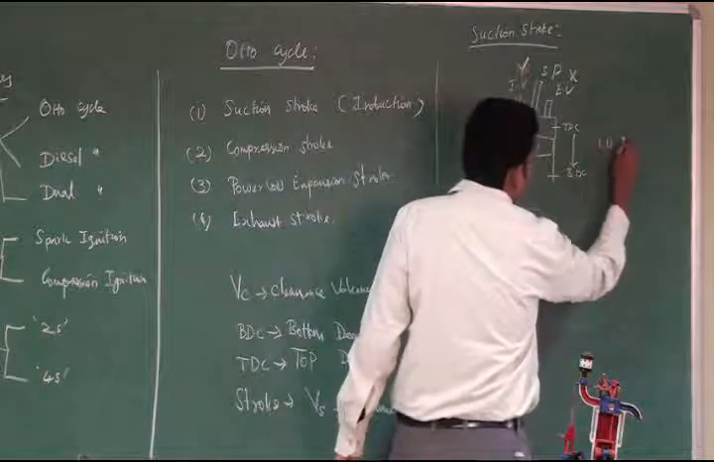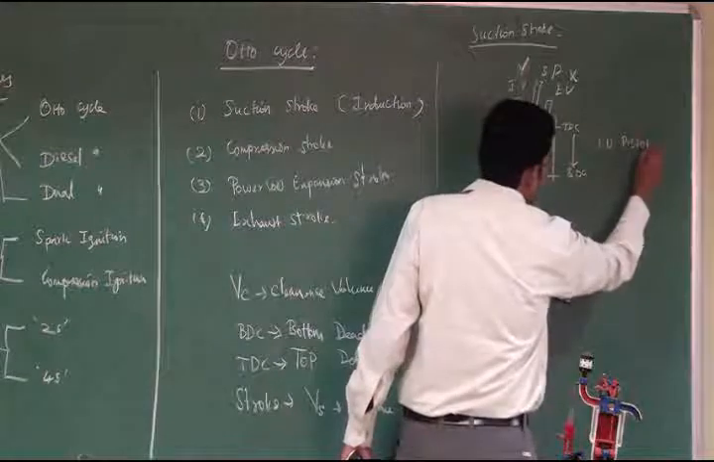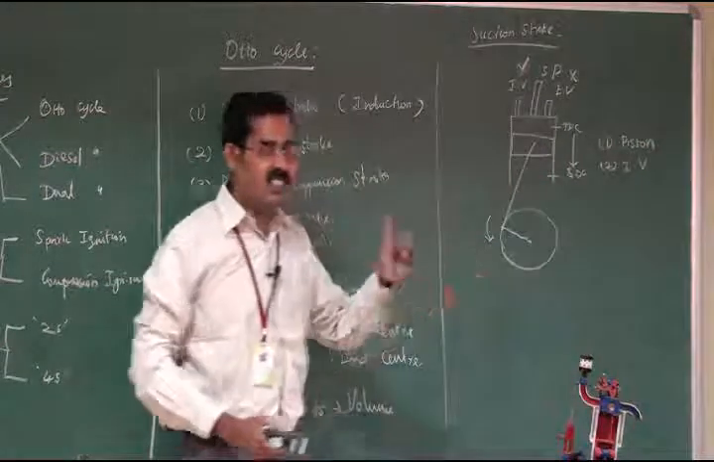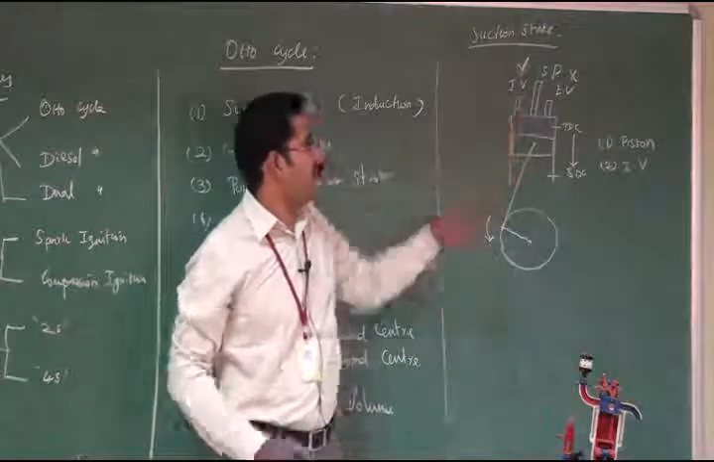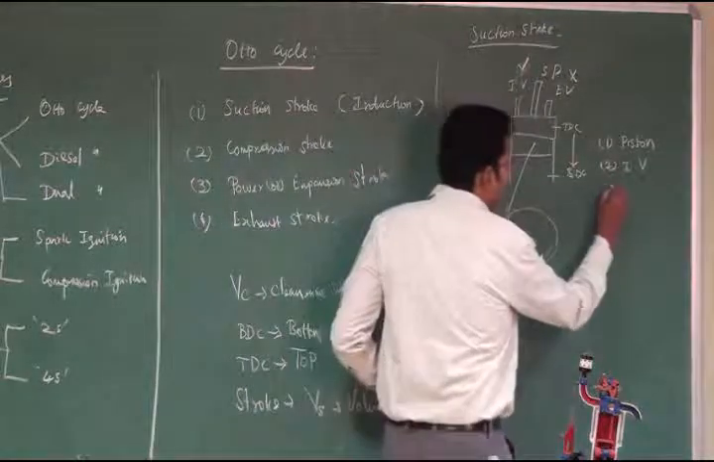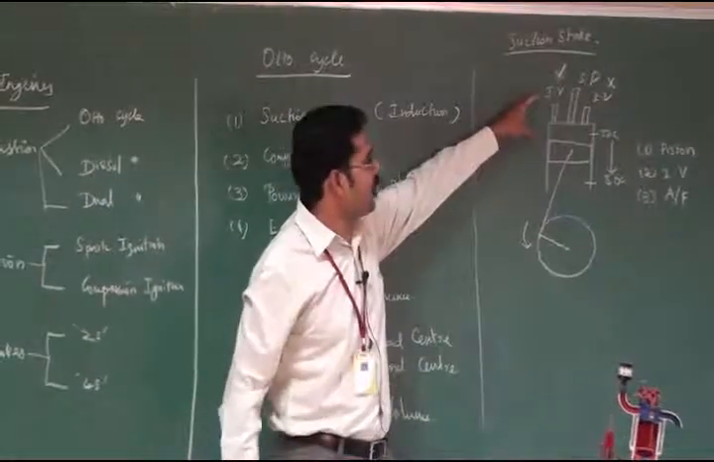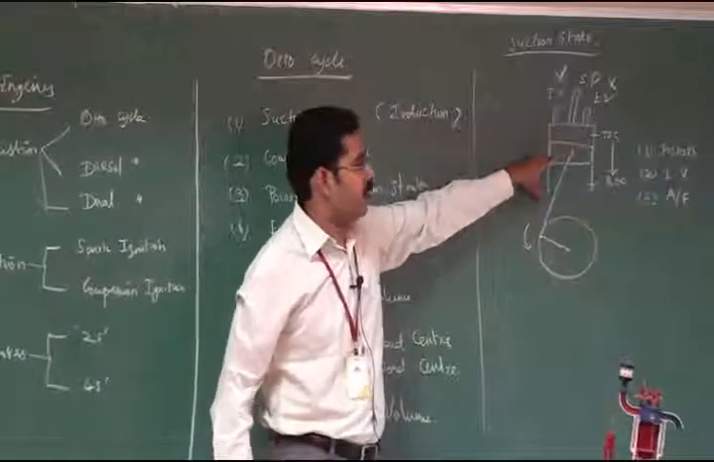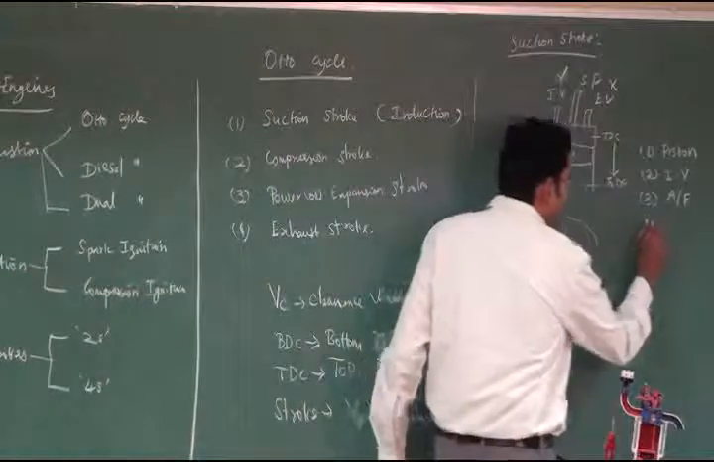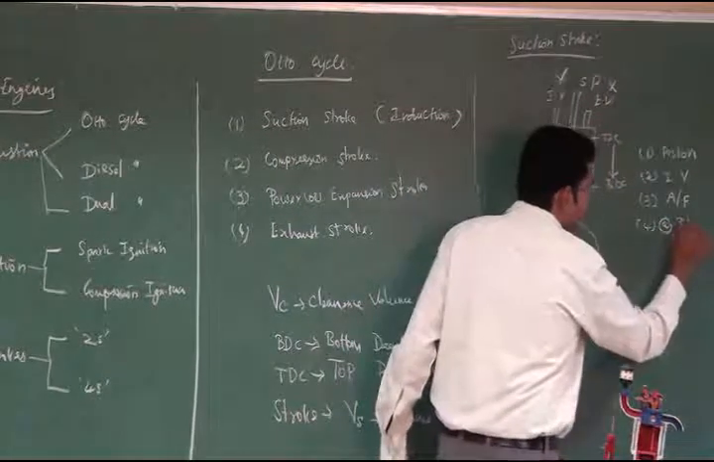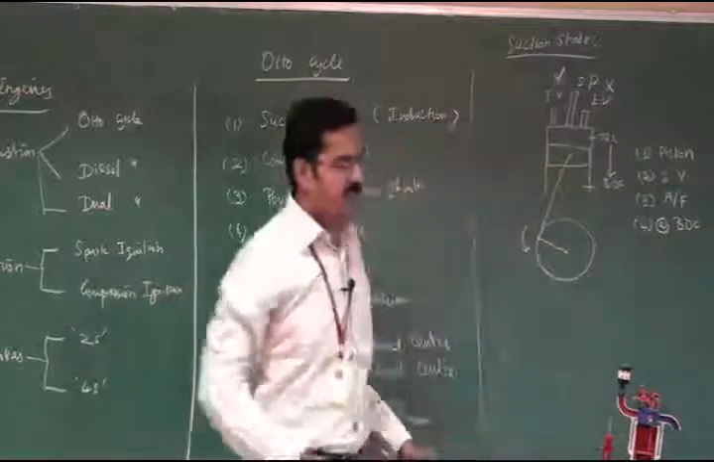First point, movement of the piston. Second point, the inlet valve gets opened due to the vacuum created inside the cylinder. The third point, the air fuel mixture from the carburetor is admitted into the cylinder. The fourth point, at the end of the suction stroke, the piston position will be at BDC.